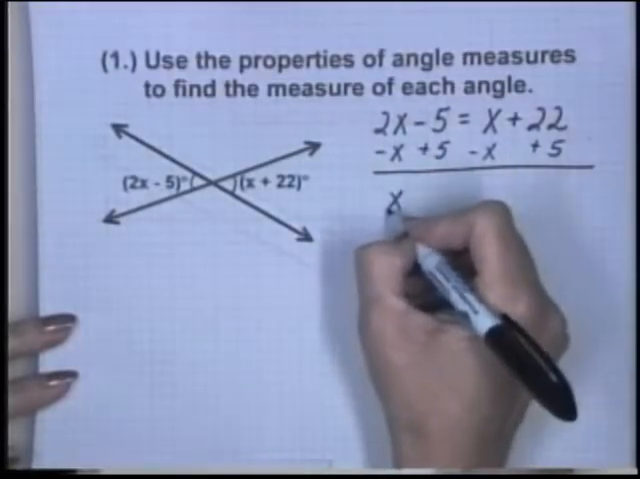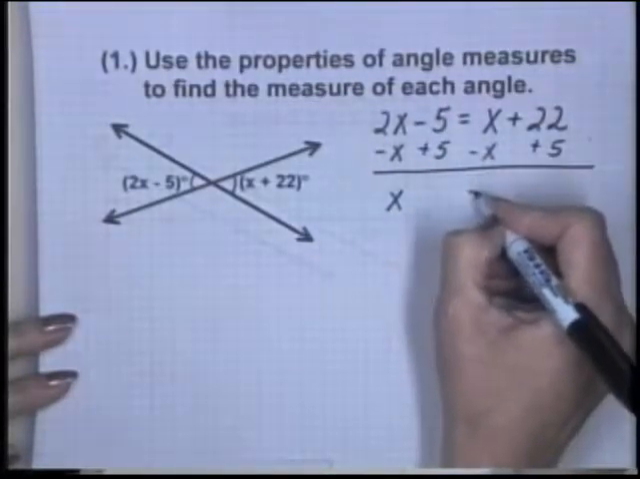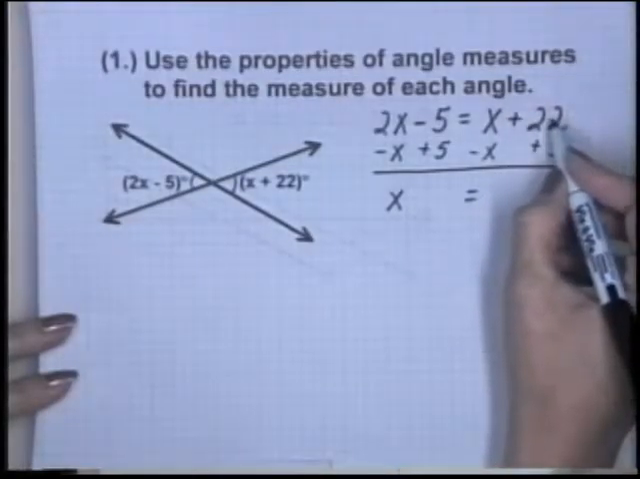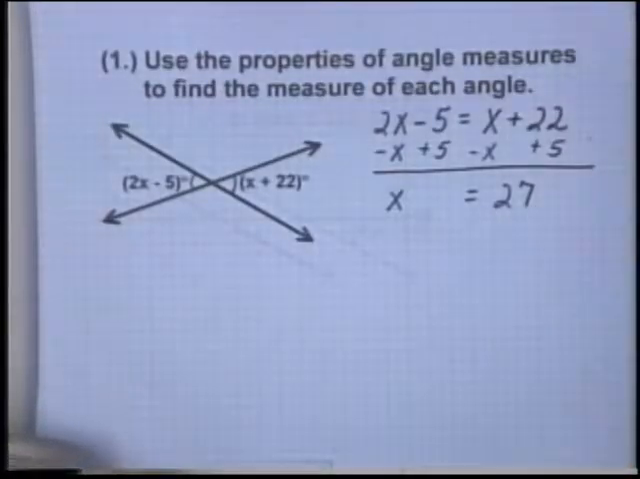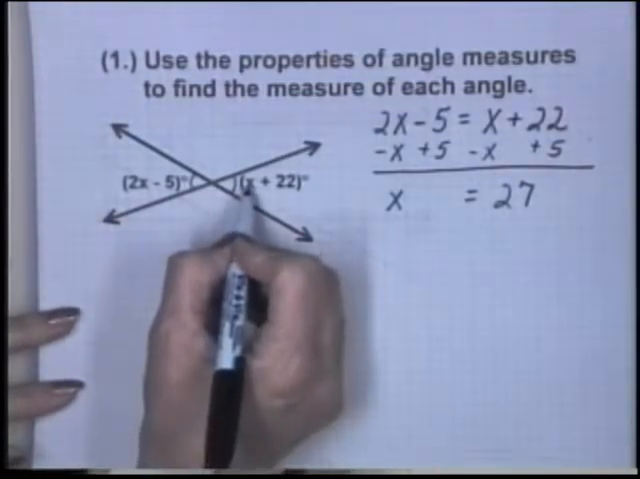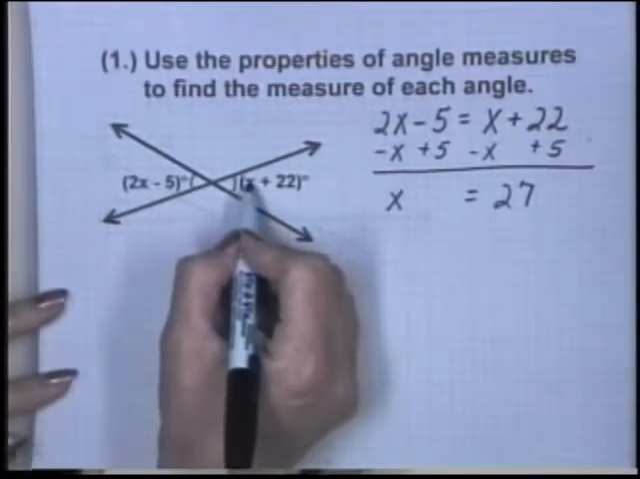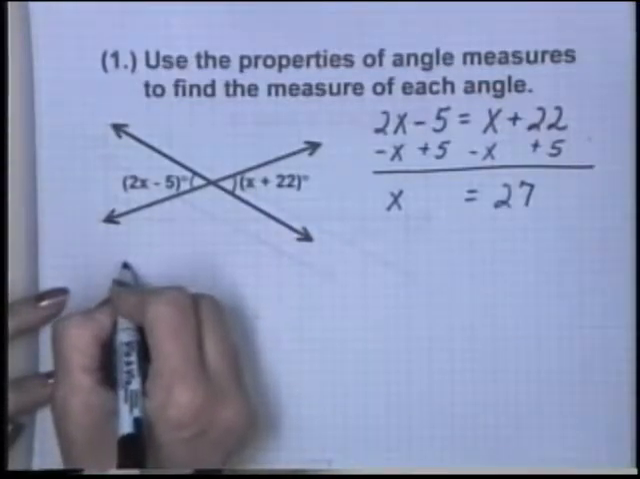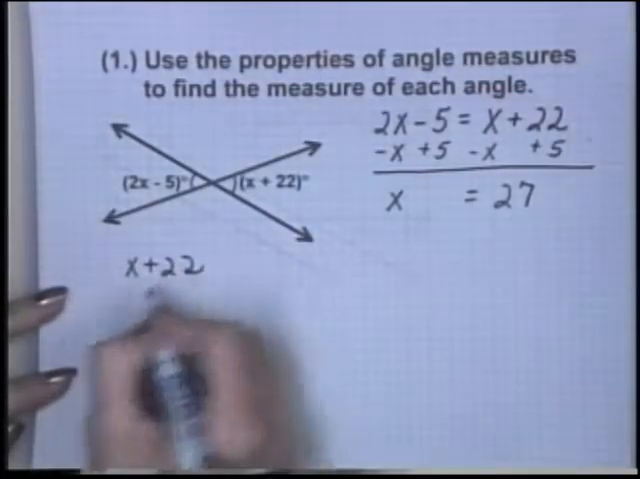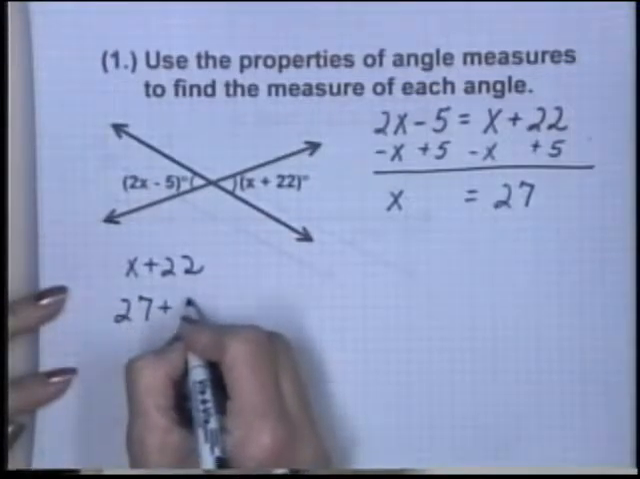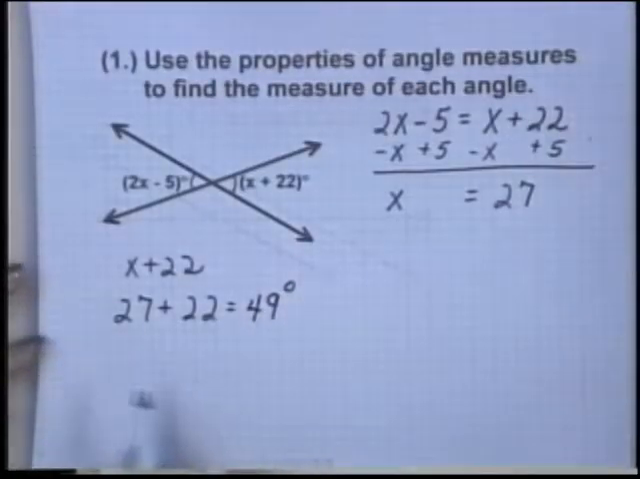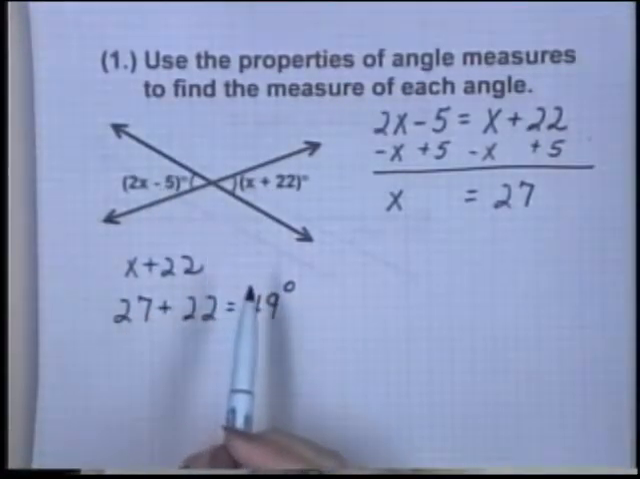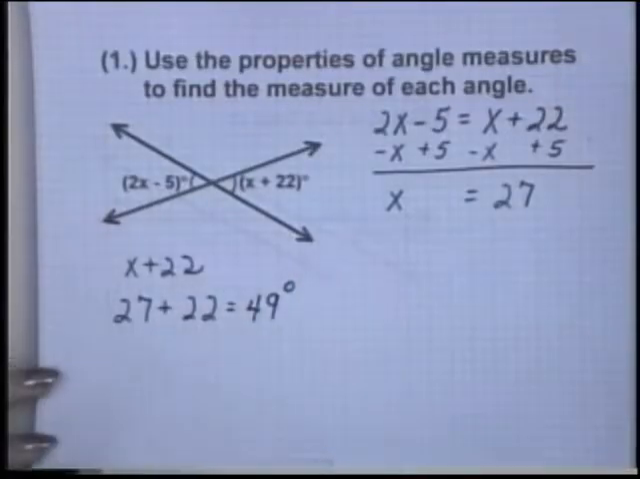2x subtract x gives us x. Those add to 0. Those add to 0. And 22 plus 5 gives us 27. So we know x is 27. Now it asks us to find the measure of the angle. So we could substitute into either one of these. I think I'll substitute into x plus 22. That would be 27 plus 22, which would give us 49 degrees. So I know each of these angles measures 49 degrees.